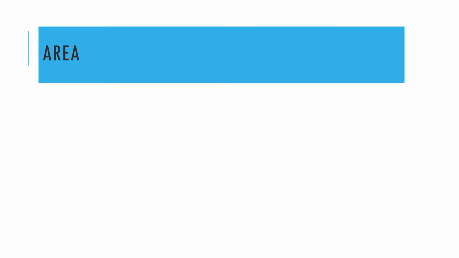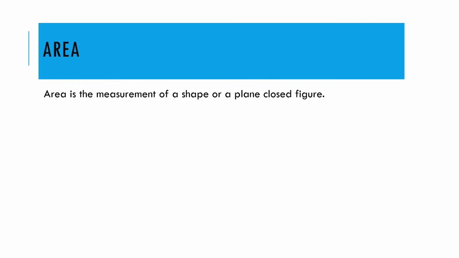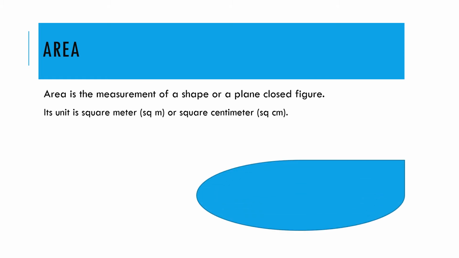What is area? Area is the surface measurement of a shape or a plane closed figure. Its unit is square meter or square centimeter, sq cm, sq m. For example, it is a shape, and the surface inside the shape, or the measurement of the shape, is the area.